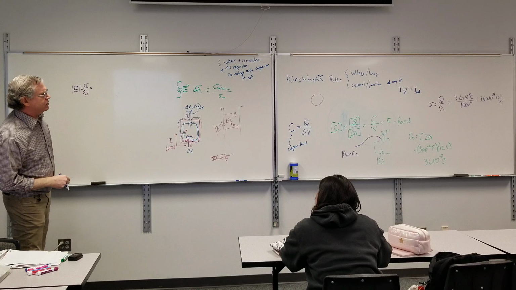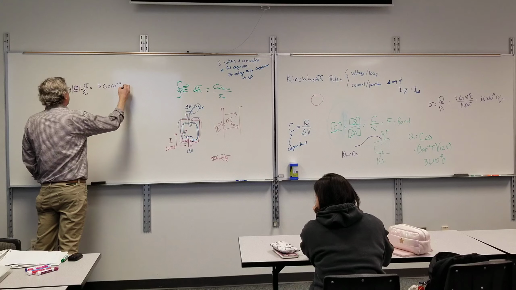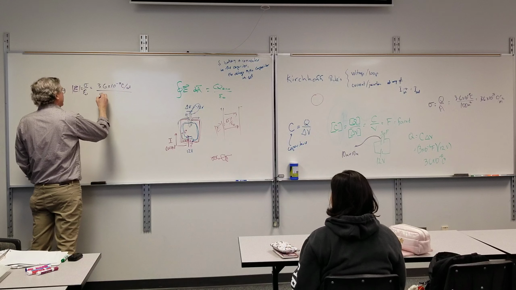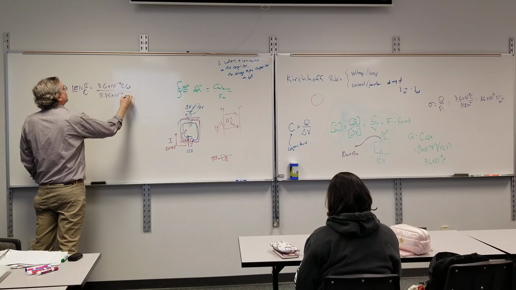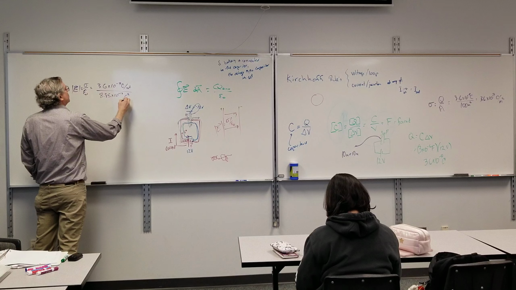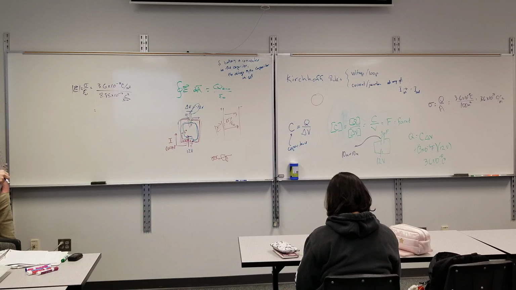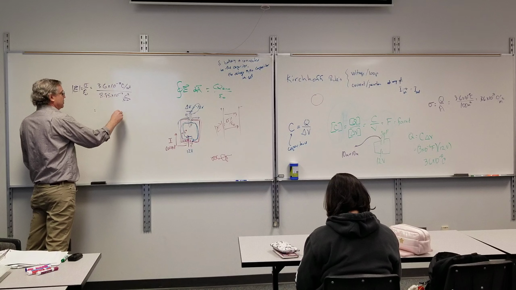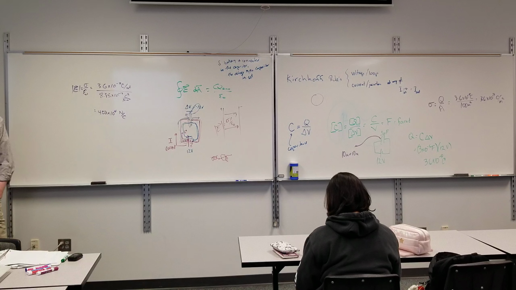So we have a sigma of 3.6 times 10 to the negative 7th, and that would be coulombs per square meter, divided by epsilon sub naught, 8.85 times 10 to the negative 12th coulomb squared per Newton meter squared. Meter squared will cancel out, one of the coulombs will cancel out, and we're left with some number, if someone would be kind enough to do that. 4.07 times 10 to the 4th newtons per coulomb.